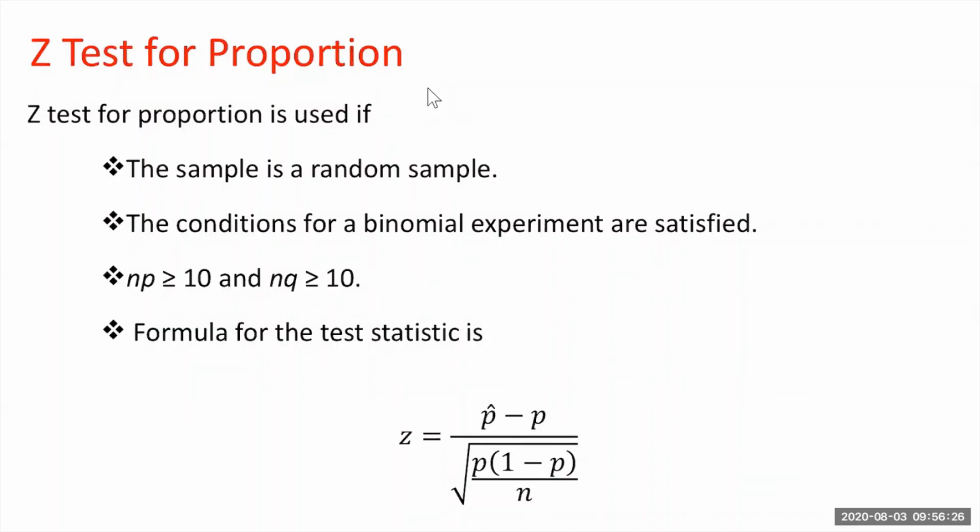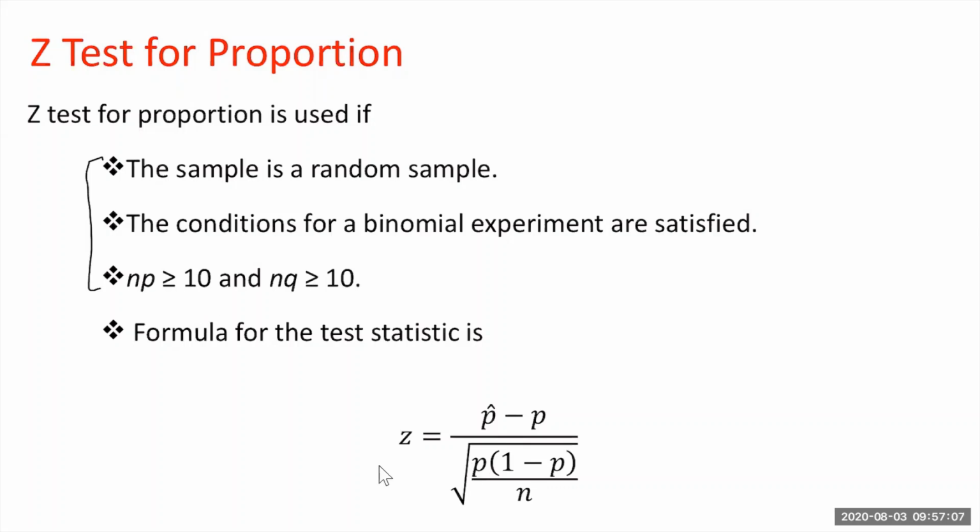Z-test for proportion. Now, if it is the case of proportion, if the percentage is given, we have to use the Z-test. And remember, whenever we are performing the Z-test for the proportion, the sample must be random. These are the conditions. And in proportion, we'll be using the p hat and q hat. That's why the condition for binomial experiment must be satisfied. And in order to use the Z-test for proportion, n times p and n times q must be greater than 10. These are the conditions. And once we have these three conditions, the test statistic is given by this formula down here.